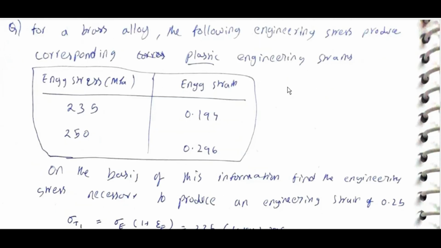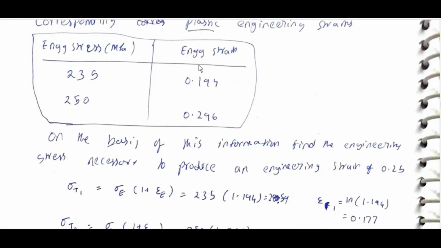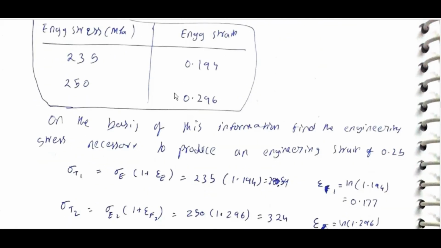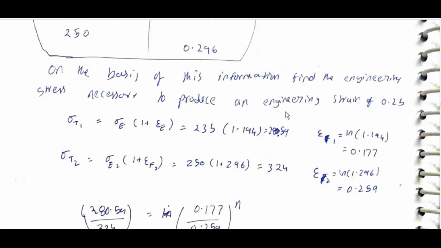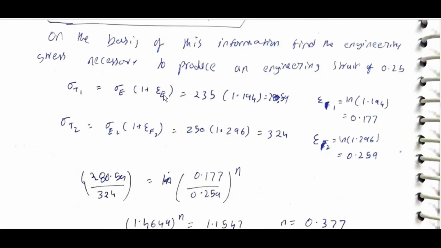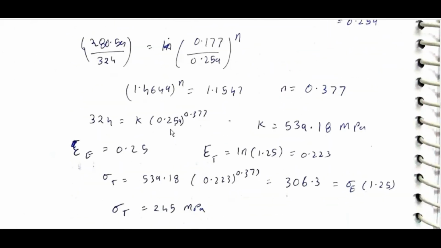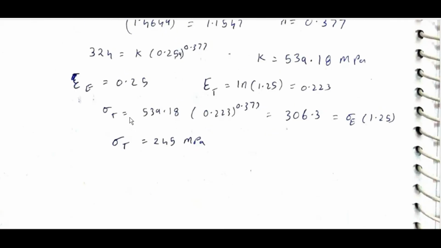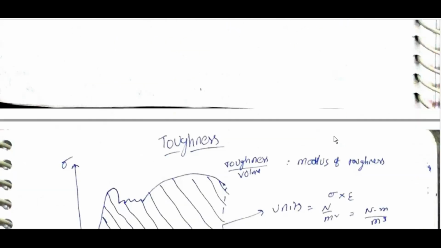For a brass alloy, the following engineering stresses produce corresponding plastic engineering strains. On the basis of this information, find the stress necessary to produce a plastic engineering strain of 0.25. Plastic should be underlined. So find sigma T1, sigma T2, epsilon T1, epsilon T2, then find N, then find K. Epsilon E is equal to 0.25, then we'll get epsilon T, and from that sigma T.